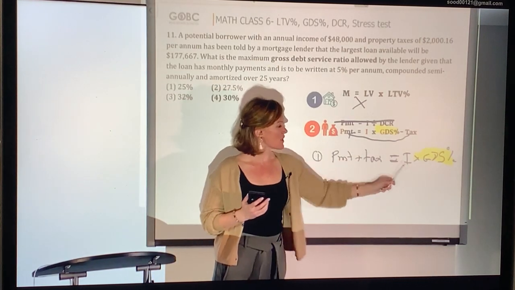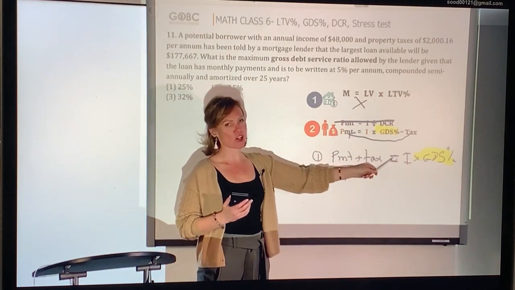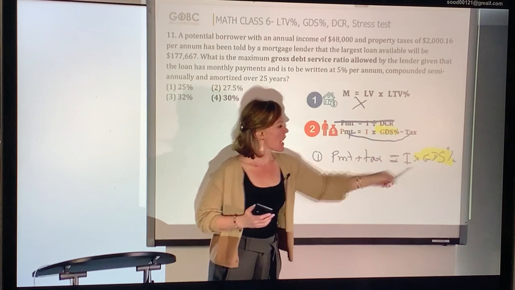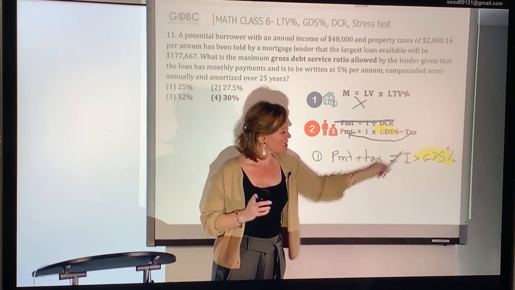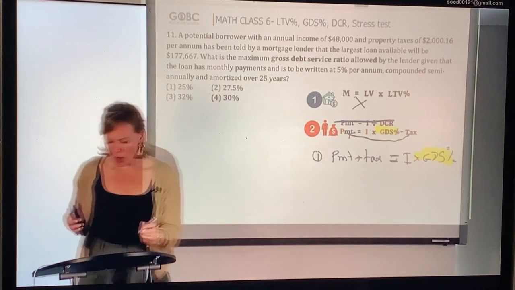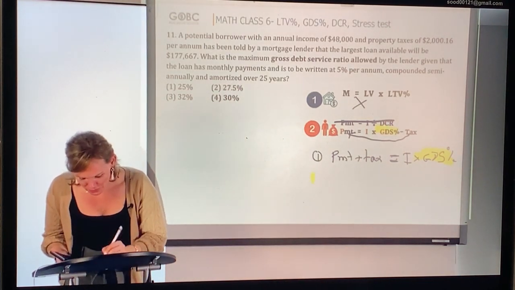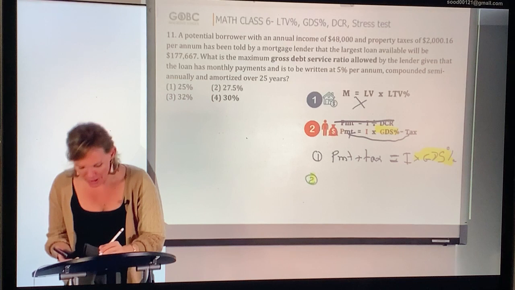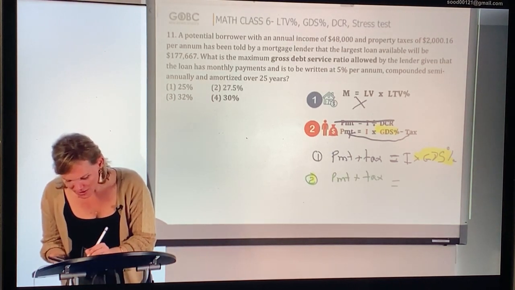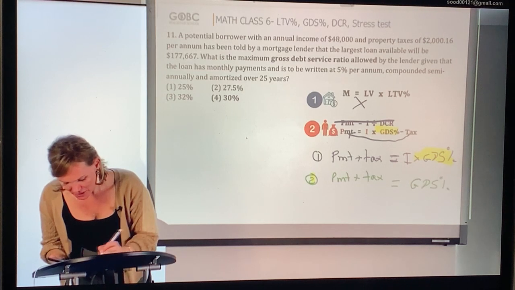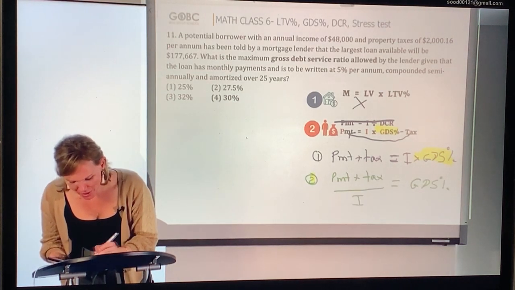So I need to take this income and move it across the border, to the other side of the equal sign, with the opposite sign. If it's multiply, it has to move as divide. So I'll move it here as divide. I don't know if you guys use divide as the line, but that's how I use it. I'll take my payment plus tax and keep it as is. I'll keep my equal sign and my GDS as is, and I'll move my income.